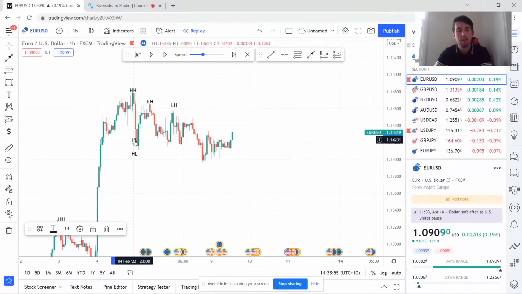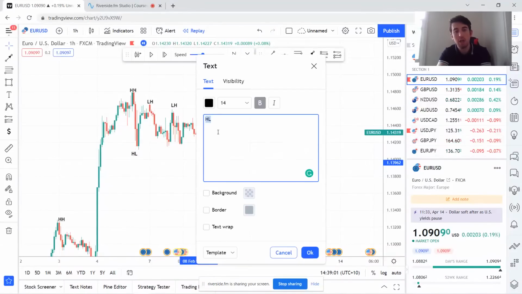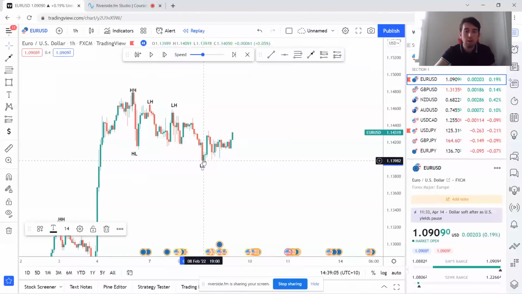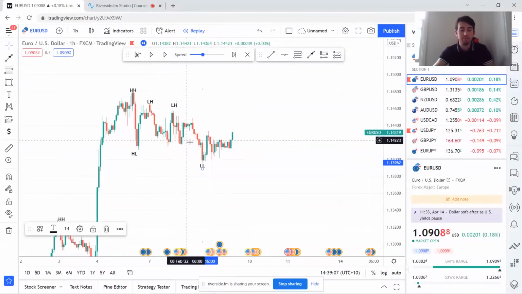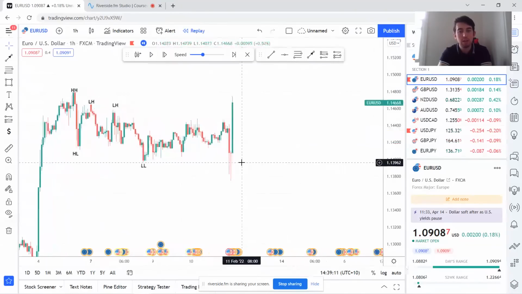We have, sorry, that is not a higher low. This one is now a lower low, dictated by the letters LL, because this low is obviously lower than the other one. And so on and so forth, and the market continues to move.